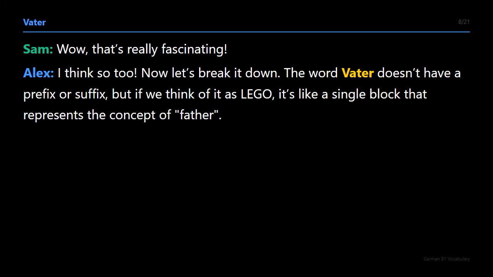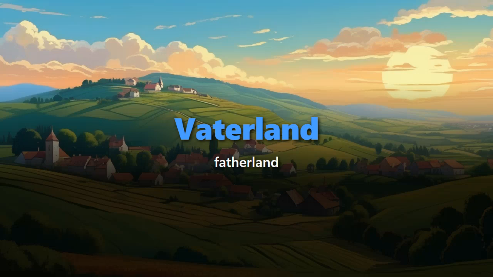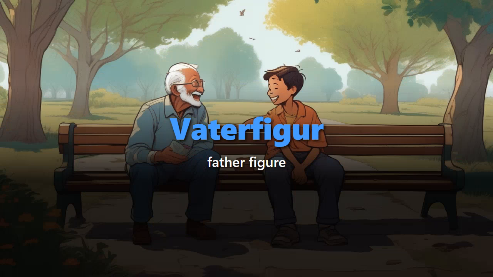Now let's break it down. The word Vater doesn't have a prefix or suffix, but if we think of it as Lego, it's like a single block that represents the concept of father. So there are no extra parts to the word.